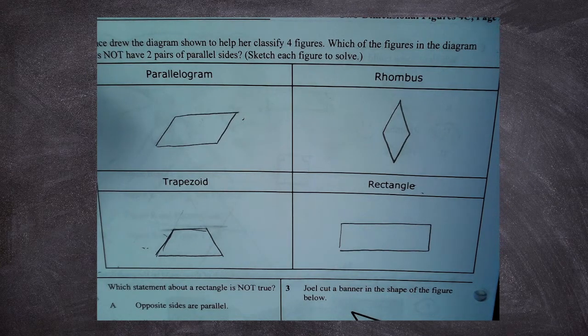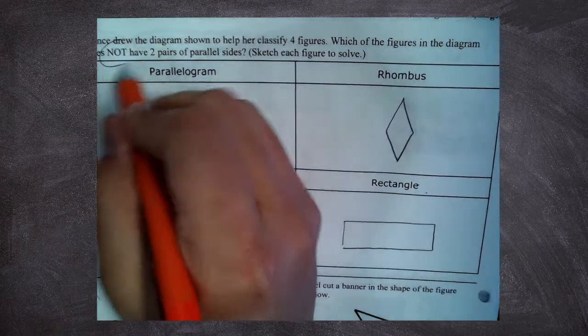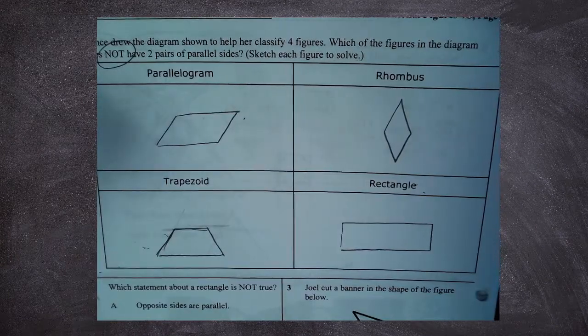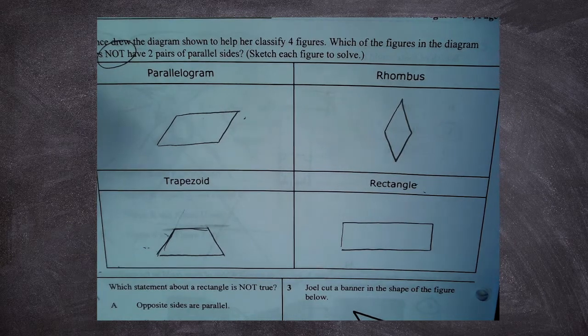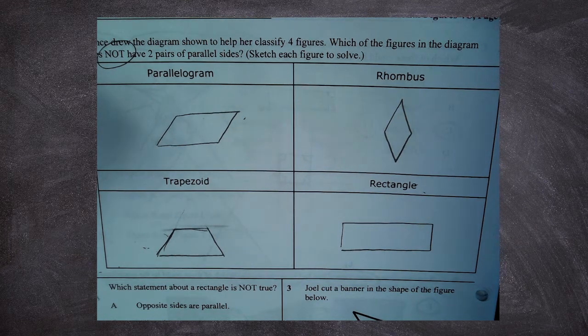They want a shape that does not have two pairs of parallel sides. Out of these four shapes, who can tell me which one is the shape that does not have two pairs of parallel sides? Most of these shapes have two parallel sides, but one of them does not. Kaylee, which is the one that doesn't have two sets of parallel sides?